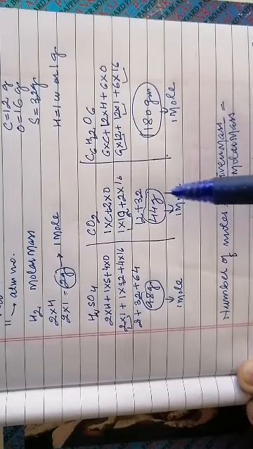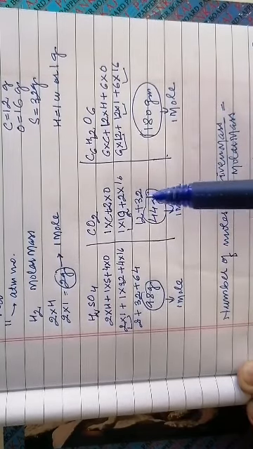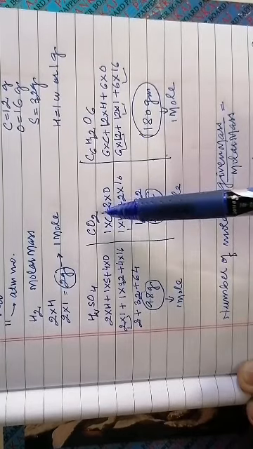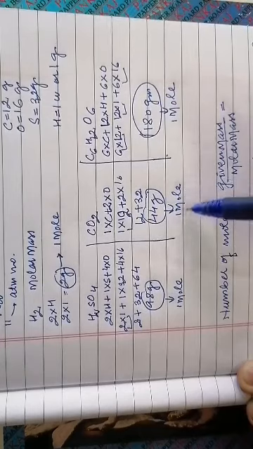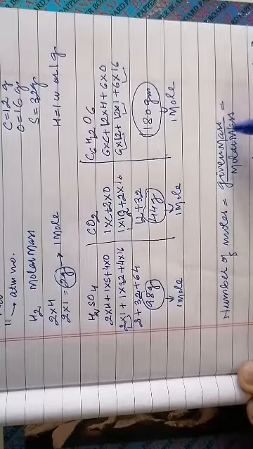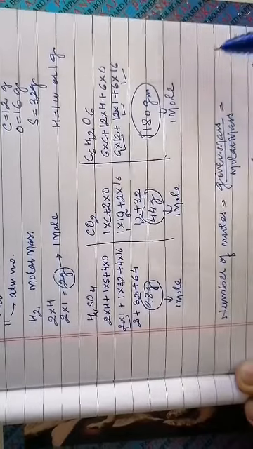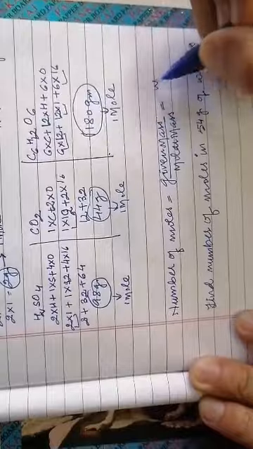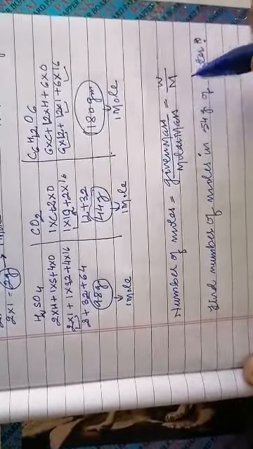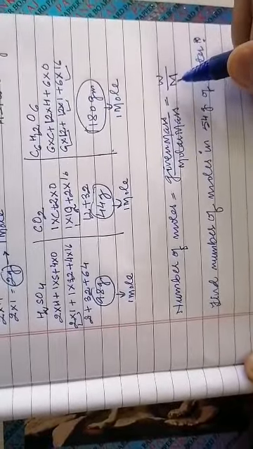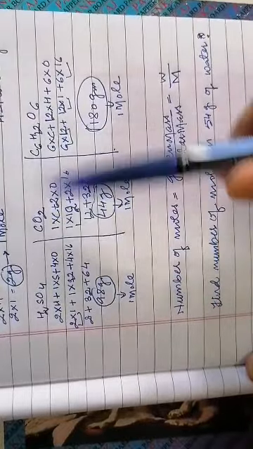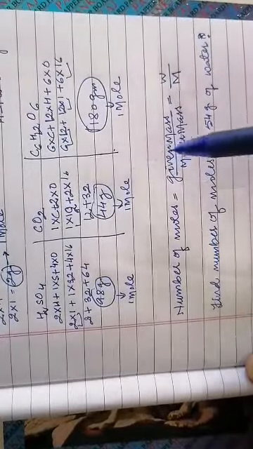So how many moles are there in 6 gram of carbon dioxide? Obviously that will be less than 1 mole. So how to find the number of moles? There is a formula: given mass over molar mass. Given mass is represented by W and molar mass is represented by M. This molar mass is fixed, like the fixed molar mass of H2SO4, carbon dioxide, glucose and any other also.